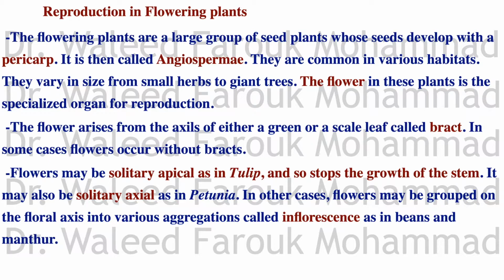Okay, in other cases flowers may be grouped. ممكن يبقوا عبارة عن مجموعة of flowers grouped on the floral axis into various aggregations called inflorescence، زي البينز كده، زي الفول والمنثر.